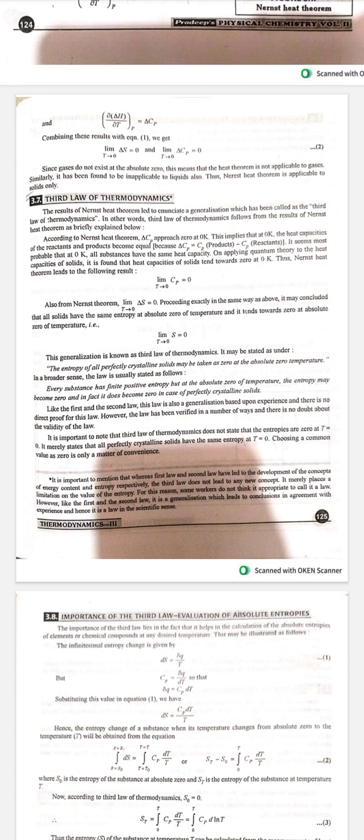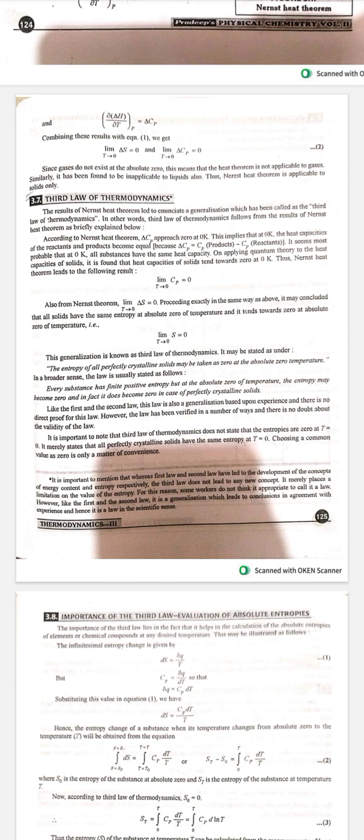Also from the Nernst theorem, the limit as T tends to 0 of delta S is equal to 0. Proceeding in exactly the same way as above, we may conclude that solids have the same entropy at absolute zero of temperature, and it tends toward 0 at absolute zero. The limit as T tends to 0 of S is equal to 0. This generalization is known as the third law of thermodynamics. It may be stated as: the entropy of all perfectly crystalline solids may be taken as 0 at absolute zero temperature. In a broader sense, the law is usually stated as follows.